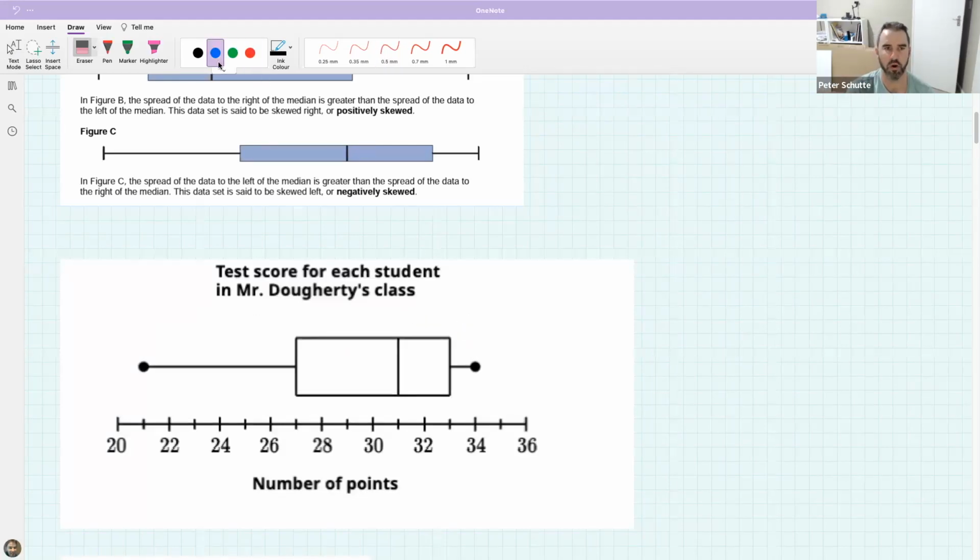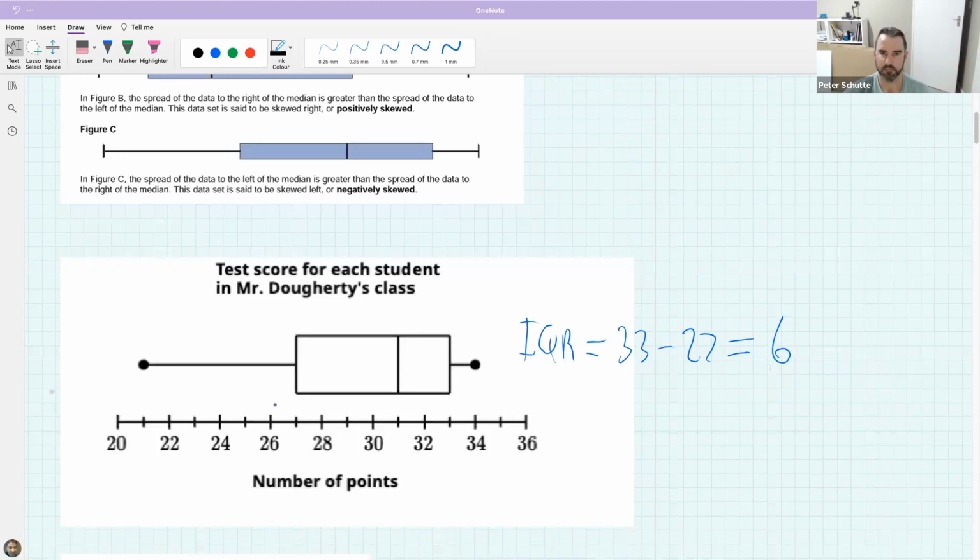If I say to you, what is the interquartile range? Could you do that for me? What is the interquartile range of this box and whisker that you see in front of you? You could also say negatively skewed as well. So skewed to the left or negatively skewed. What is my interquartile range going to be? Or basically the space in which the middle 50% of the data is sitting. So Q3 is 33, Q1 is 27, and so the interquartile range should be 6. Yeah, so the middle 50% of the data sits between 6 units. Okay, so that looks okay to me.